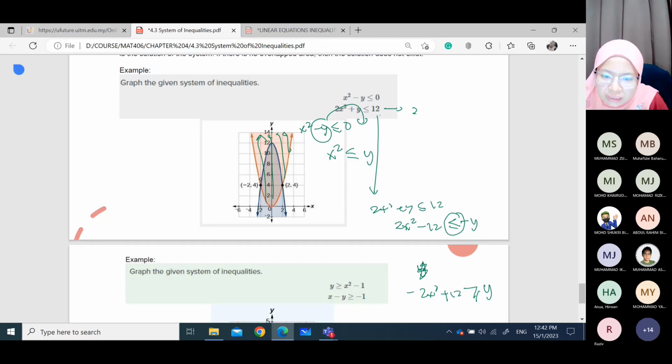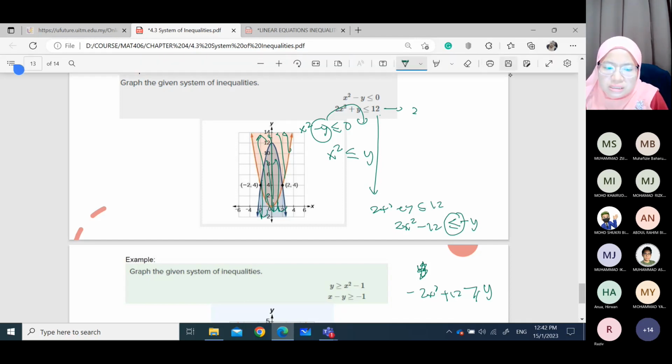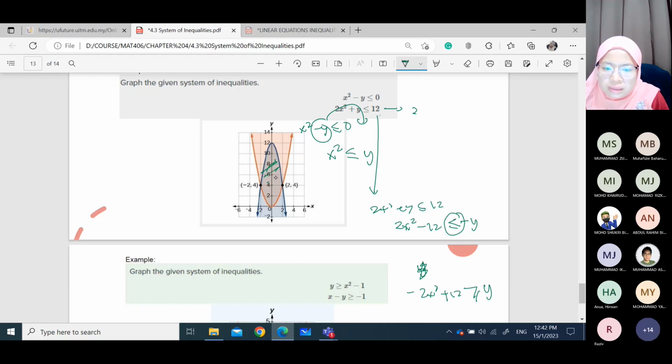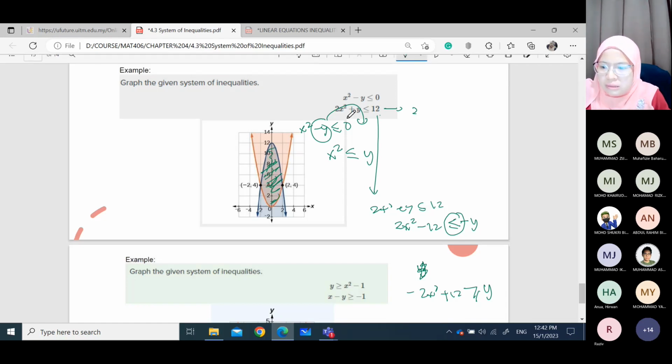So bila di bawah graph yang inilah, yang bawah ni. So yang ni berada di atas, yang ni bawah. So maksudnya kita ambil yang overlap solution dia. So the solution is inside this one. Ada dalam ni. Okay. Boleh?